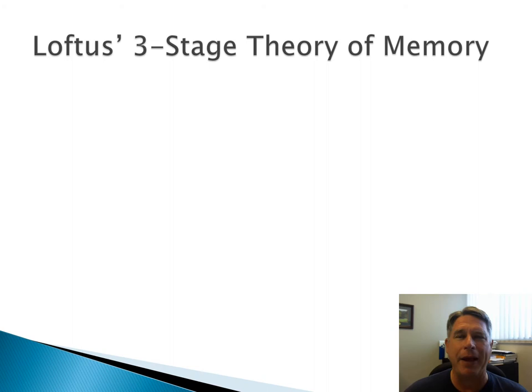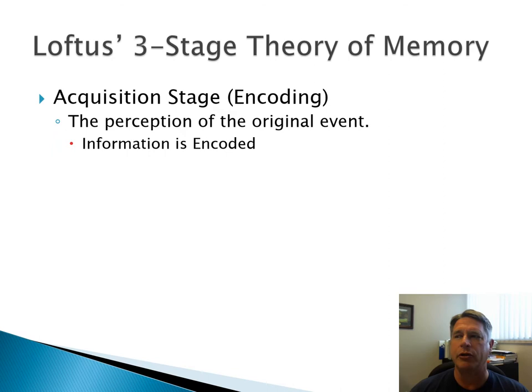The first element she looks at is the encoding phase. She refers to it as the acquisition phase. And simply put, the acquisition phase is the actual event, the perception of the actual event, when it occurs, when you see it, when you hear it, and so on. It is at this time that information is often encoded and placed into memory.